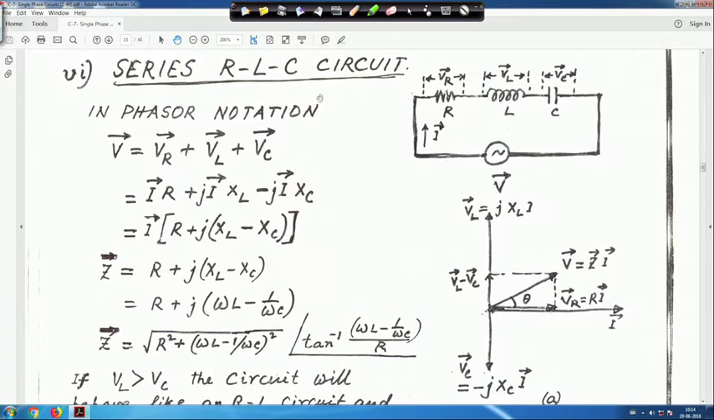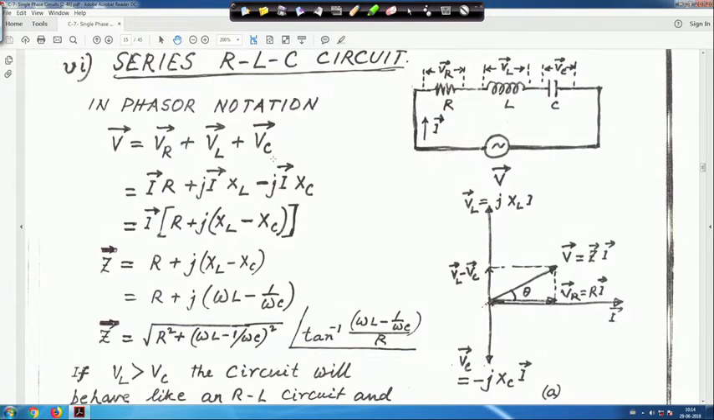Next is the series RLC circuit. V is equal to VR plus VL plus VC. VR is equal to IR, VL is equal to jIXL, and VC is equal to minus jIXC. Everywhere it is shown with a phasor arrow, but even when it is not there, it is understandable that it is a phasor quantity, an AC quantity. If you take I common, this is your Z, a simple complex number.